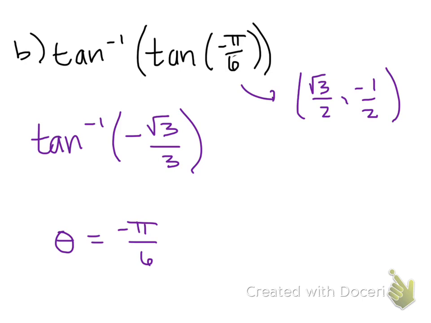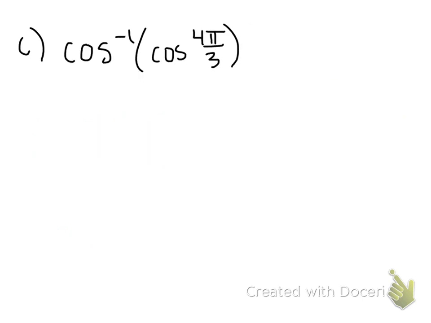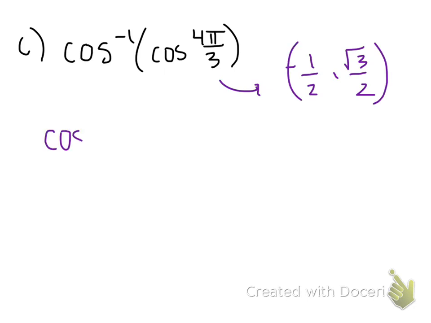And then lastly, letter C. 4 pi over 3 is in quadrant 2. So x is negative, y is positive in quadrant 2. And I know cosine is the x value, so this is negative 1/2. Then to find the inverse, because it's 1/2, I know that it comes from a denominator of 3, but cosine's range is from 0 to pi. So my angle will have to be 2 pi over 3.